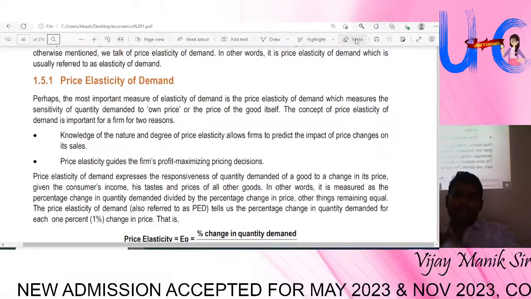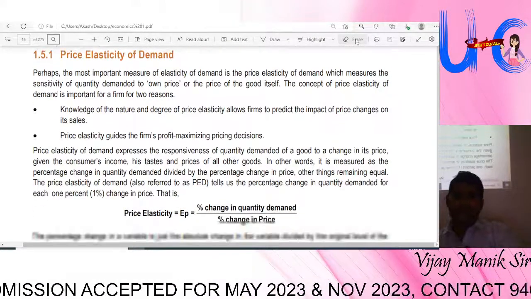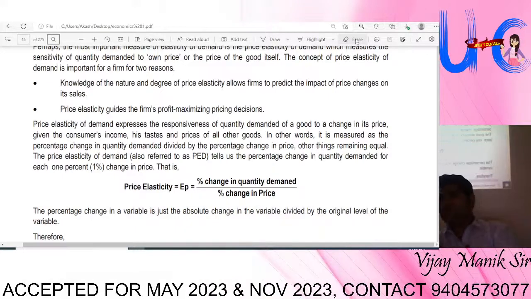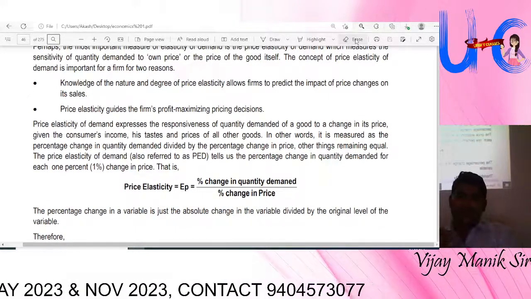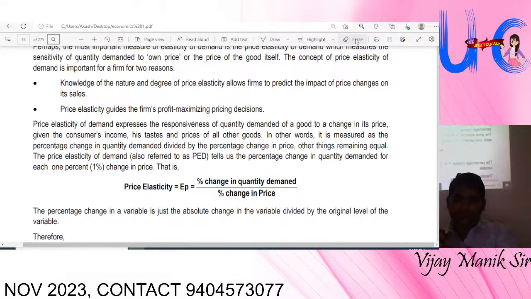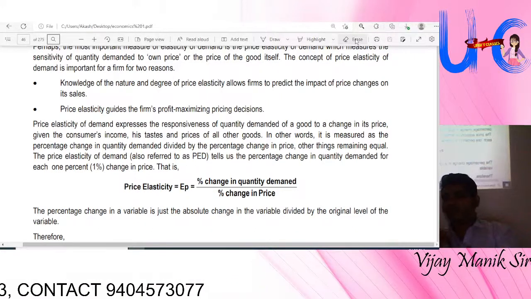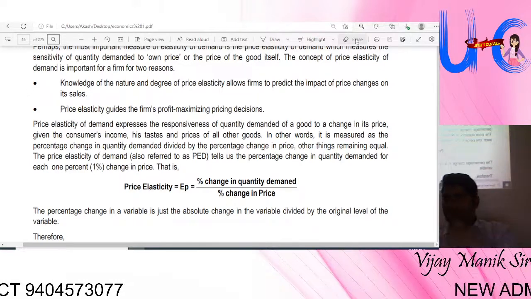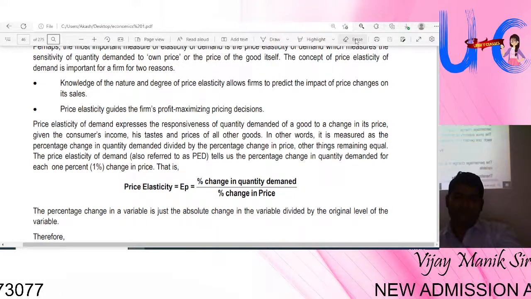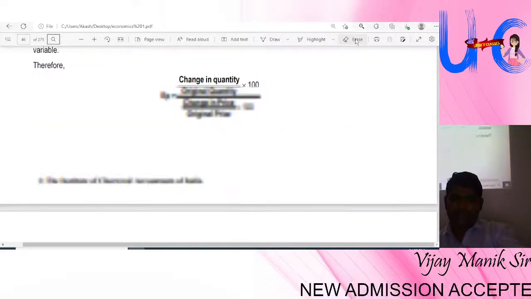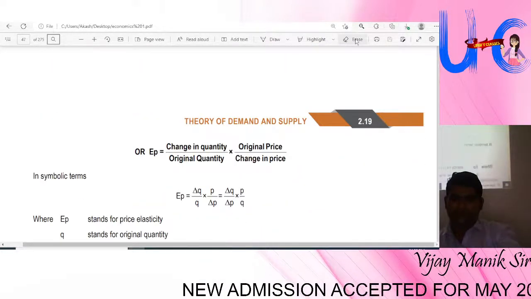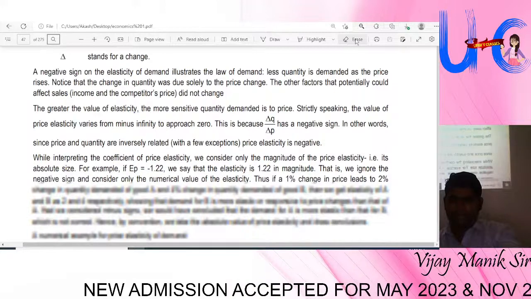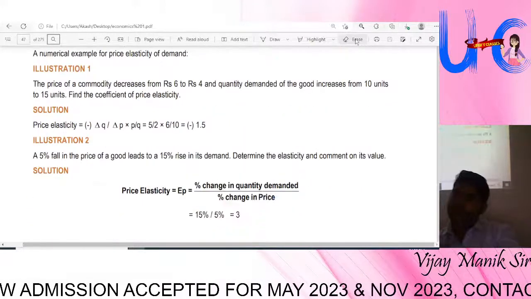Price elasticity of demand. The equation is given: percentage change in quantity demanded upon percentage change in price. In short we can say this is the price elasticity of demand. Illustrations and solutions are given there, you can see.